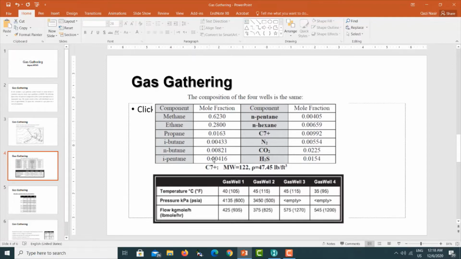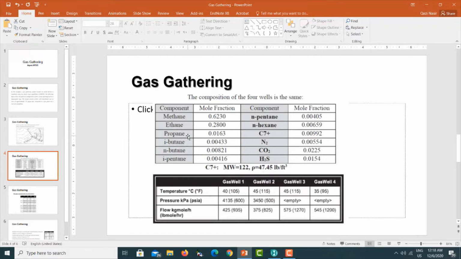So we have all these components, and plus we also have a hypothetical component, which is shown here. The information for the hypothetical component is shown here. The molecular weight for the hypothetical component is 122. The density of this hypothetical component is 47.41 pounds per cubic foot. This is the information for the hypothetical component.